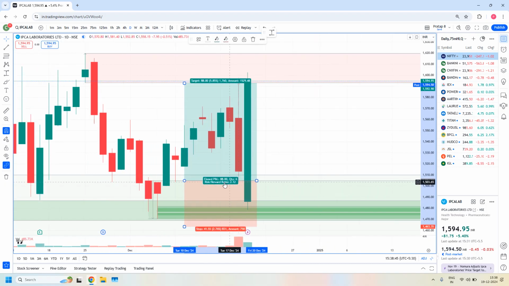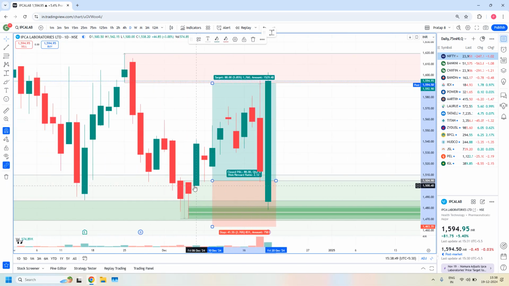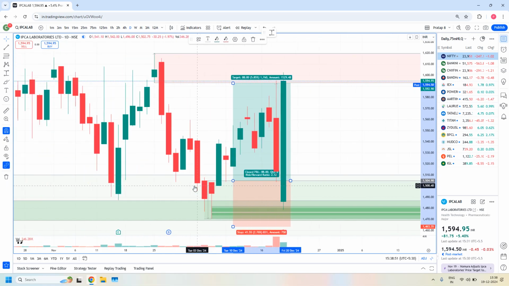But what is the RR I am getting? I am getting 1:2.12, 1:2 RR I am getting. But I don't want 1:2 RR, I want 1:3 RR. That's why what I did, I went further inside until I get 1:3 RR. There I want to take a trade.